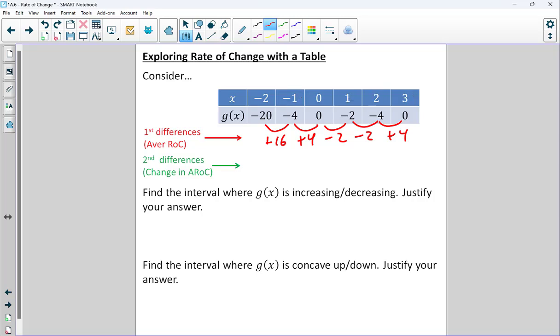Technically, this is 16 over the difference there, which is just 1, 1, 1, 1. It happened to be one this time. It may not be one next time. So pay attention to the x's, not just the y's.